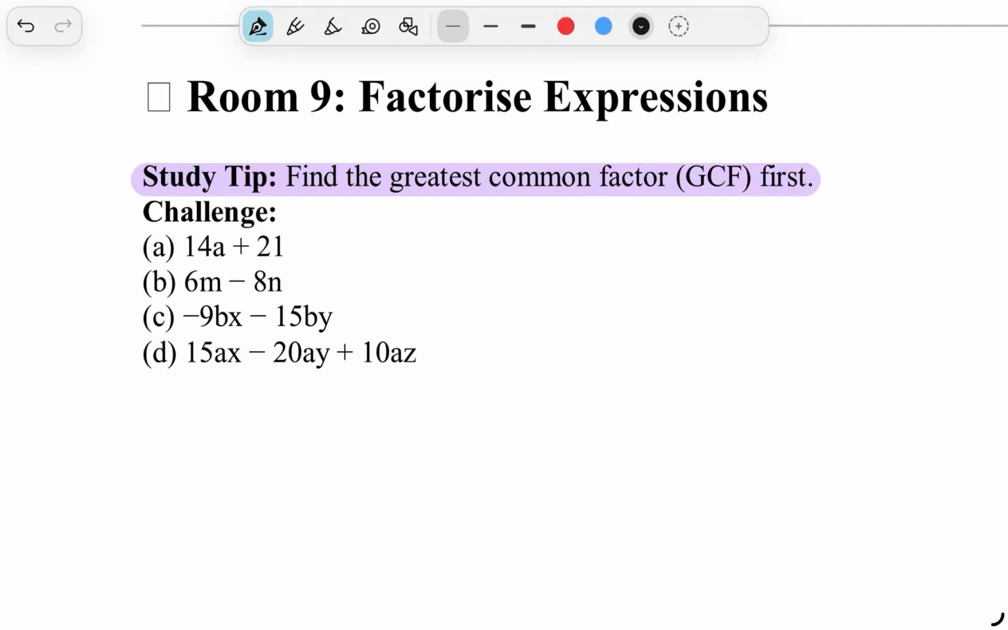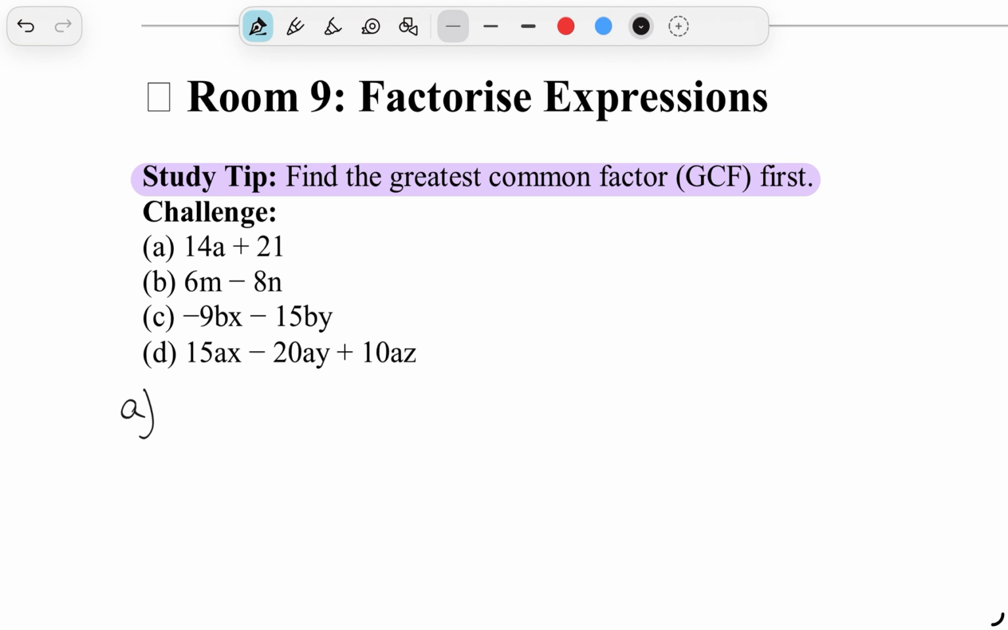So hello, and this is question 9, Factorising Expressions. Our study tip has already been highlighted for us. How kind. Our study tip is to find the greatest common factor first. We've got 14a and 21. What it's asking us to do is factorize 14a and 21. And this is practice questions, but I can also explain it to you here.